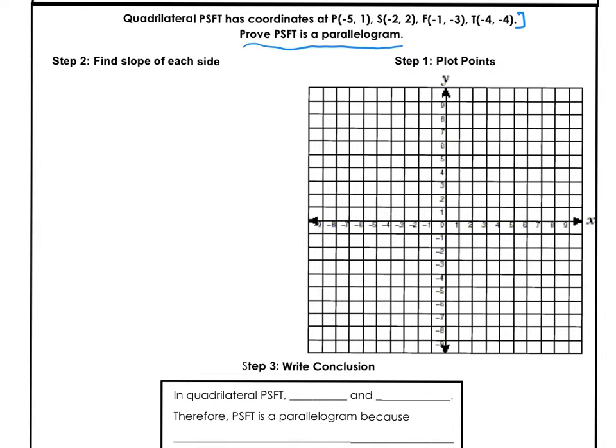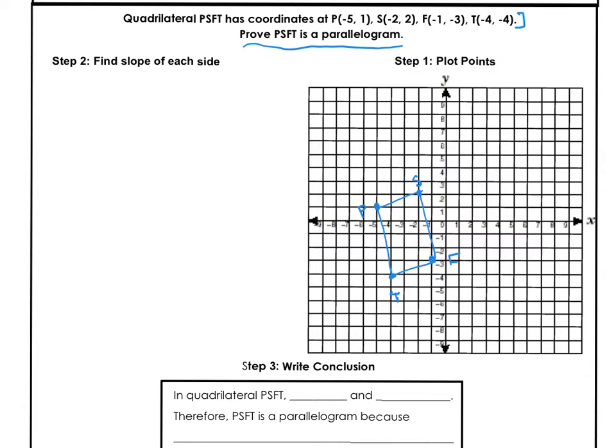So step 1, just like with the right triangles, is just graph your points. So we have negative 5, 1, that's our P. We have negative 2, 2, that's our S. We have negative 1, negative 3, all right, that's our F. And then we have negative 4, negative 4. And that's T. Okay, we're going to connect those together. And that does look like a parallelogram.